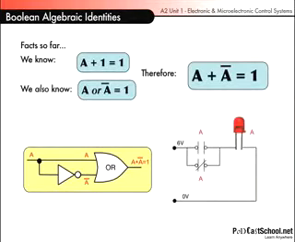Okay, in the next video podcast we'll look at 4 Boolean identities for multiplication or the AND function. But that's for next time.